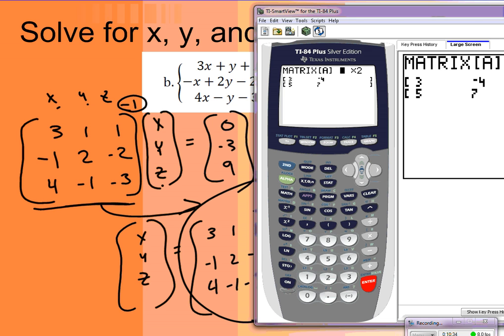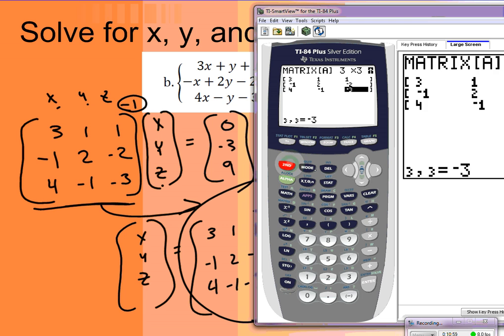And I want to edit that first one. I want to make it a 3 by 3 like that. And what I'm going to do is put in that data. So I'm going to take 3, 1, 1, negative 1, 2, negative 2, 4, negative 1, negative 3. Like that. Okay, so that's my first matrix.